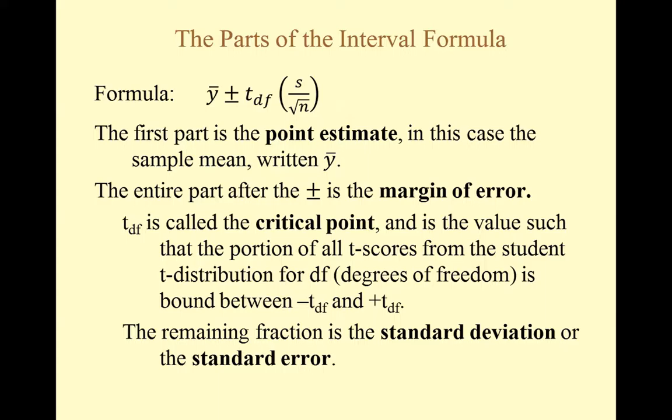The remaining fraction, the s over the square root of n, is the standard deviation or the standard error of the mean. It says how much variability there is in the y bar distribution. So what you're going to do is essentially untransform from the t-distribution, where you bound the middle 90% or whatever of values, back into the original domain.